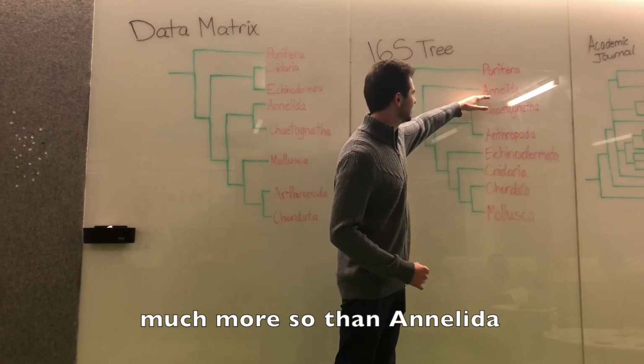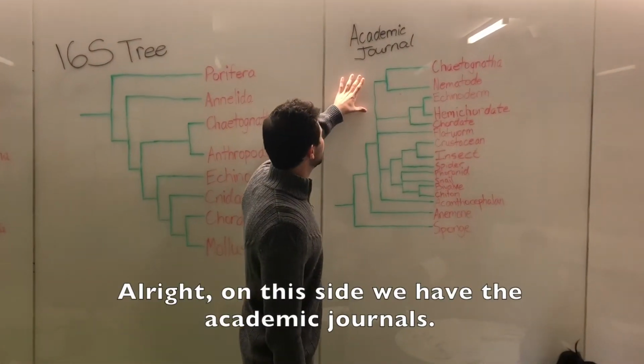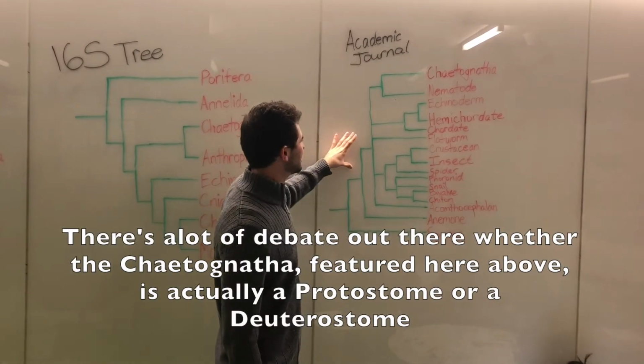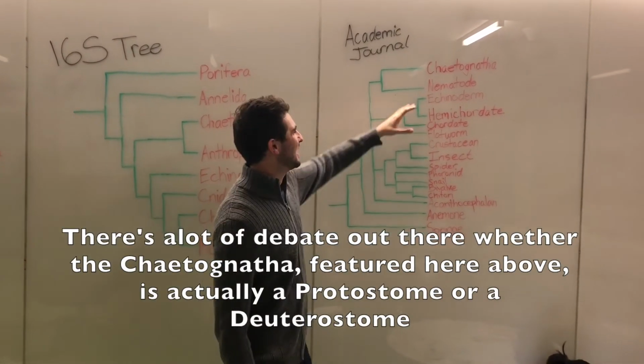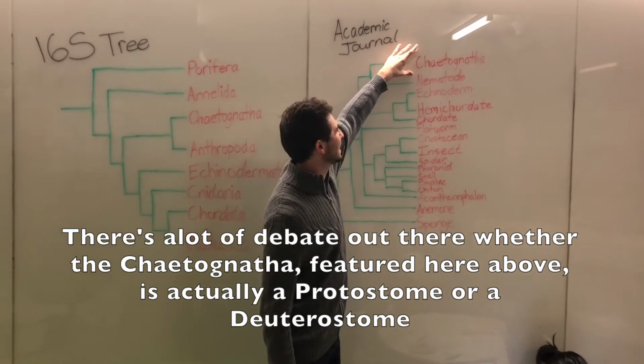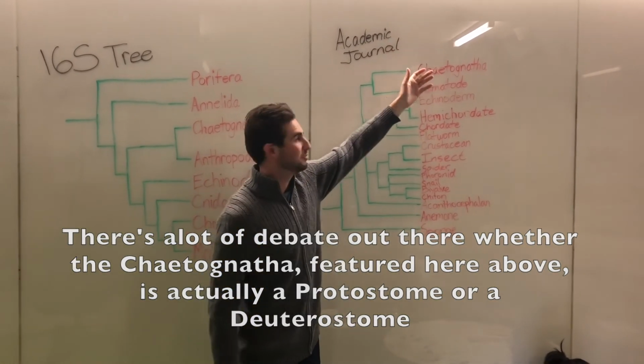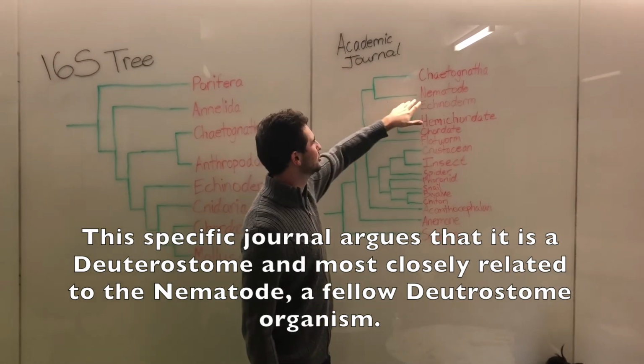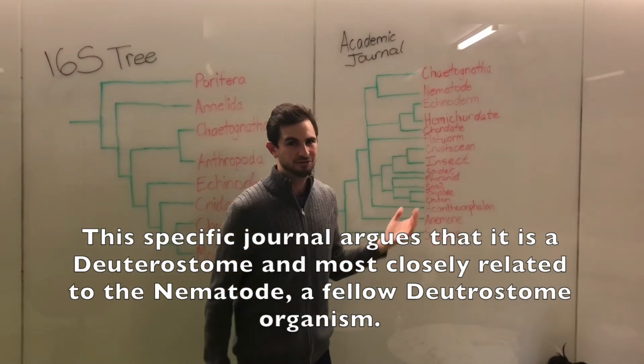All right, and then on this side we have the academic journals, and there's a lot of debate out there whether the Catagnatha featured here above is actually a protostome or a deuterostome. This specific journal argues that it is a deuterostome and most closely related to the nematode, a fellow deuterostome organism.